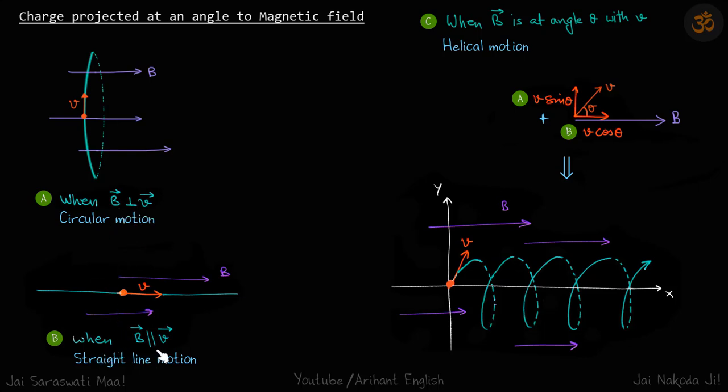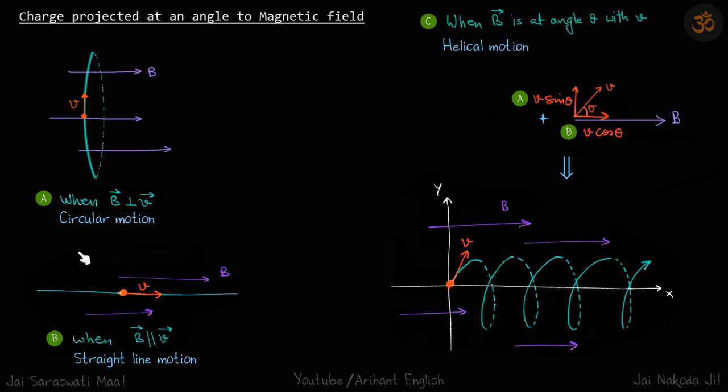Now when B is parallel to V, force is Q into V cross B. So when V and B are parallel, V cross B is 0. So net force on the particle will be 0. So it will continue to move with the same velocity V on a straight line path. So when B is perpendicular, the path is circular, and when B is parallel, then the path is straight line.